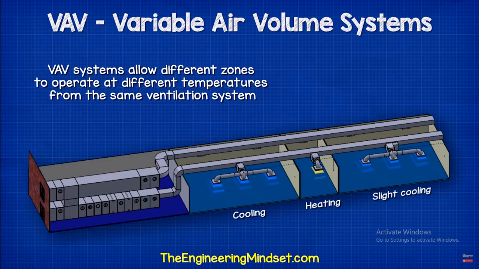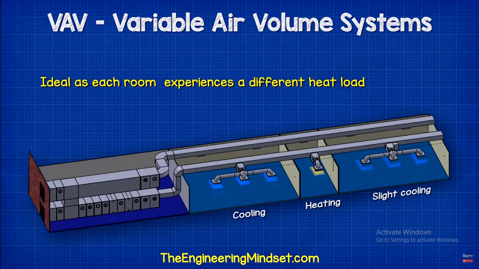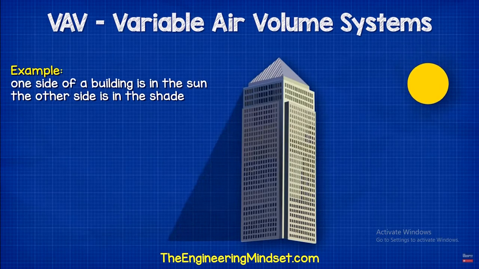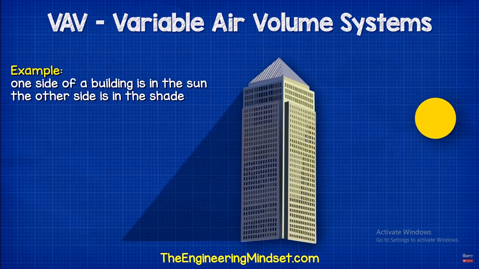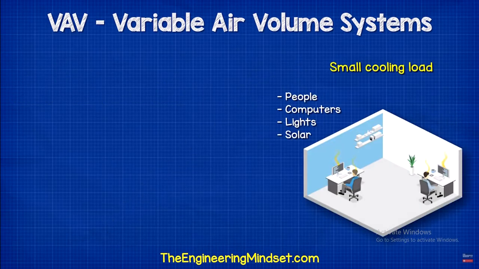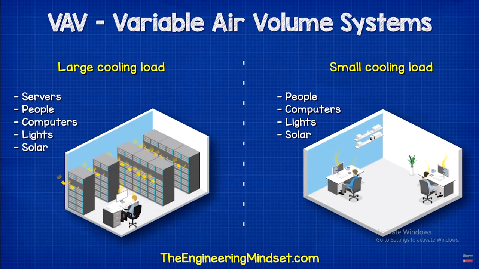VAV systems allow different areas or zones of a building to operate at different temperatures from the same ventilation system. This is ideal because not every room in a building will experience the same heat load. For example, one side of the building is in the sun while the other side is in the shade. One room might have just a few people with laptops, which produces a very small heat load, while other rooms may be filled with rows of racks of servers, each producing vast amounts of heat.